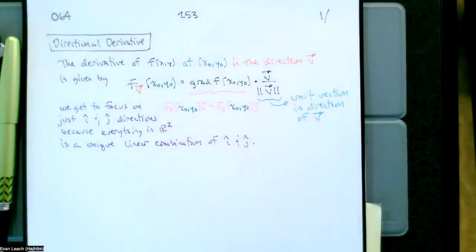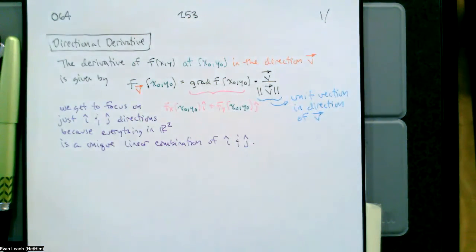If you would recall, we've been talking about the derivative of a function of two variables at a point in some random direction v. We base this on just how f is changing in the x direction, just how f is changing in the y direction. The reason that we can get away with this, the reason that we get to focus on just what's happening in the i and j directions is that everything in R2 is a unique linear combination of i and j. I can describe everything with those two vectors, and moreover, this derivative business is a linear operator.